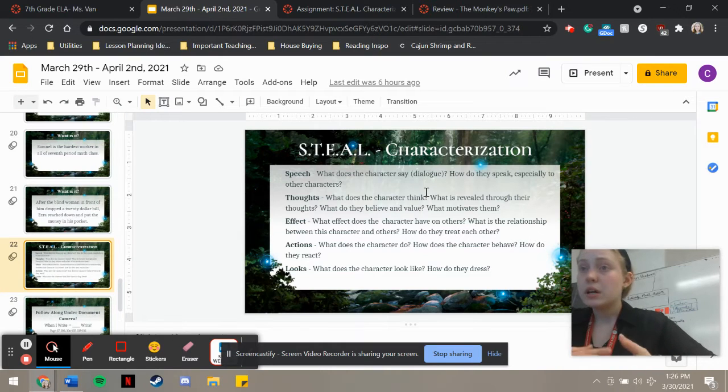And then looks, what does the character look like? How do they dress? The author will often give descriptions of what they look like, what they wear, and things like that. Their clothes and their appearance can reveal things about the character's personalities. For example, if they're wearing a certain brand of clothes, maybe they have more money than a different character. Or if they are wearing a lot of bright colors, maybe they like to be adventurous and maybe a little flamboyant. That might show us some things about their personality as well. So these things are all important.